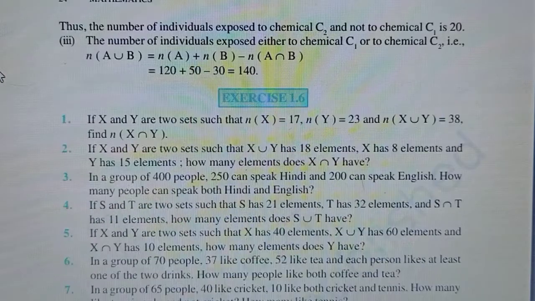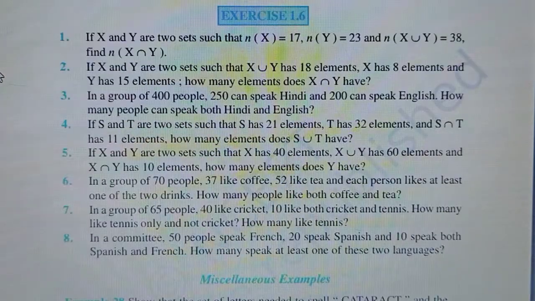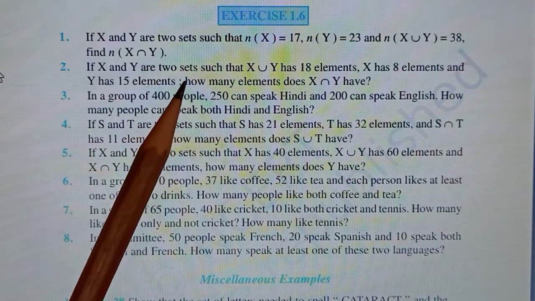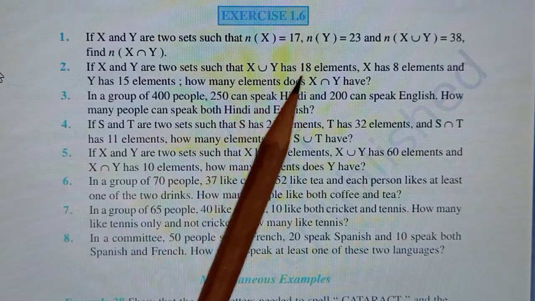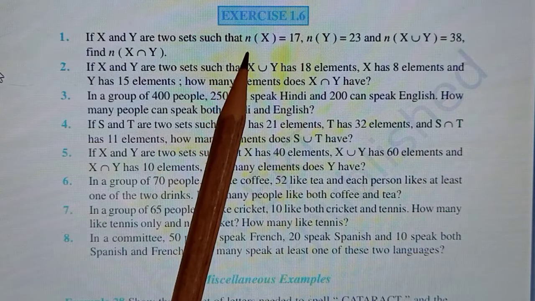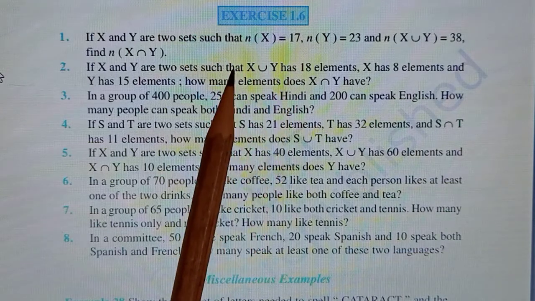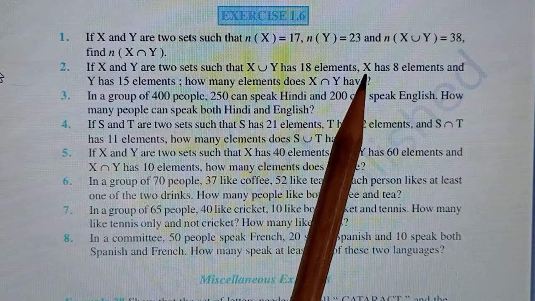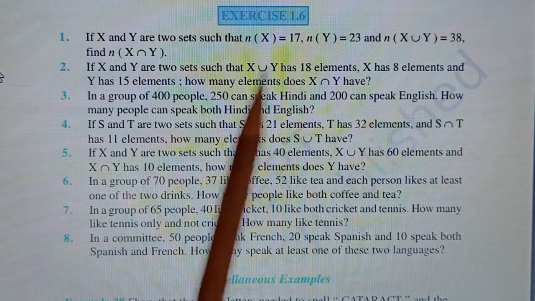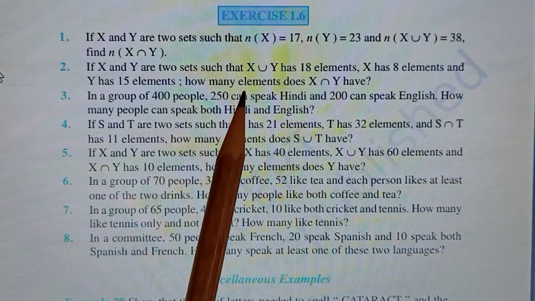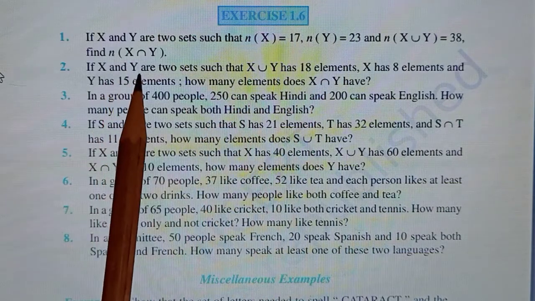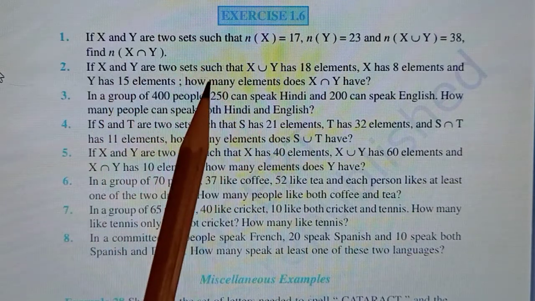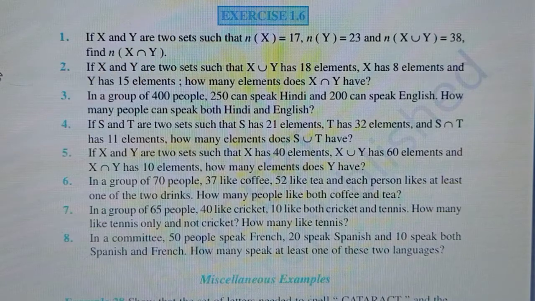Okay, let's continue then. The second question here was saying x and y are 2 sets such that union's cardinal number, now here they wrote it symbolically, here I have written it in words. So you know cardinal number of x union y is 18, cardinal number of x is 8, cardinal number of y is 15. How many elements? So again you have to find cardinal number of intersection. Exactly the same, only here it is stated symbolically, here through words.